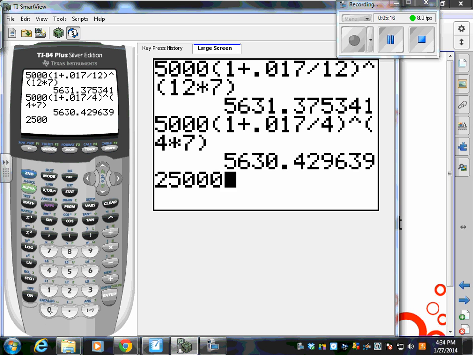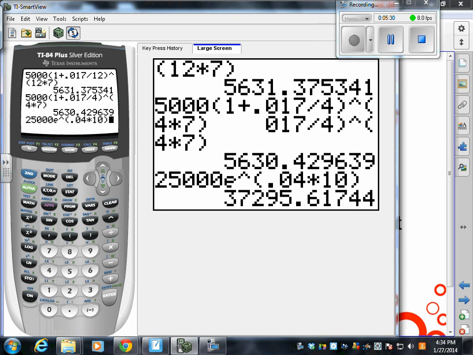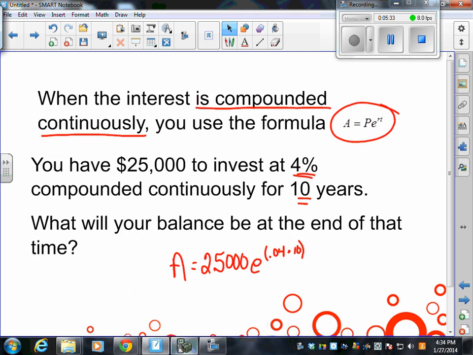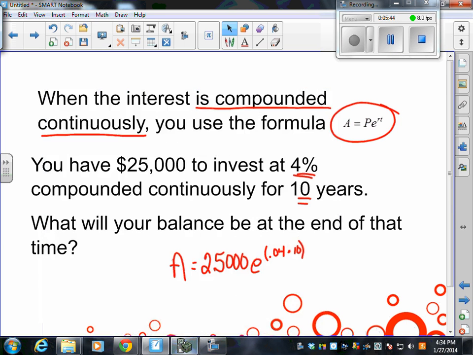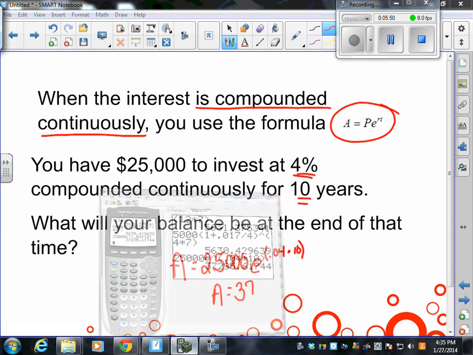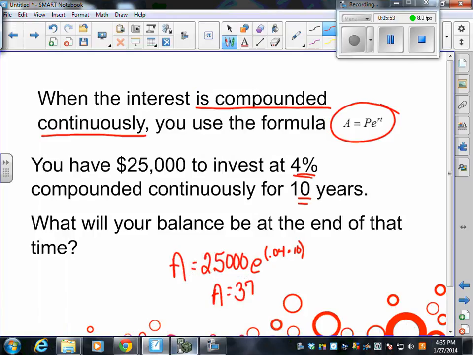25,000, and then second, and your LN button is e to the, and 0.04 was my rate, times my time, which we said was going to be 10 years. And push enter. Double check that. Yep. And so at the end of that time, I have $37,295.62. A would be $37,295.62.